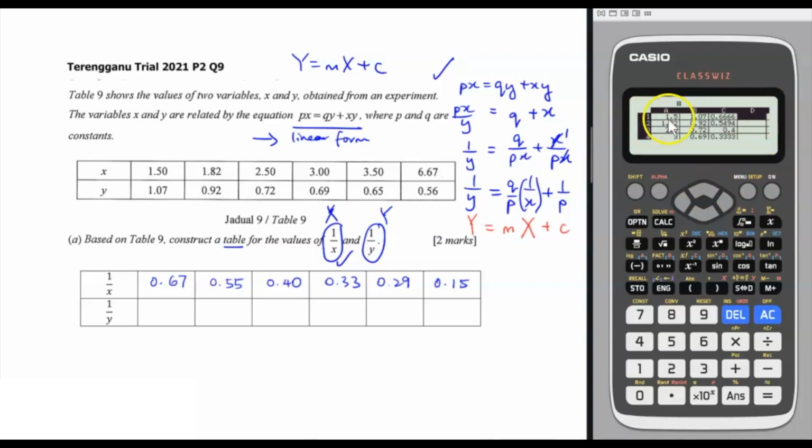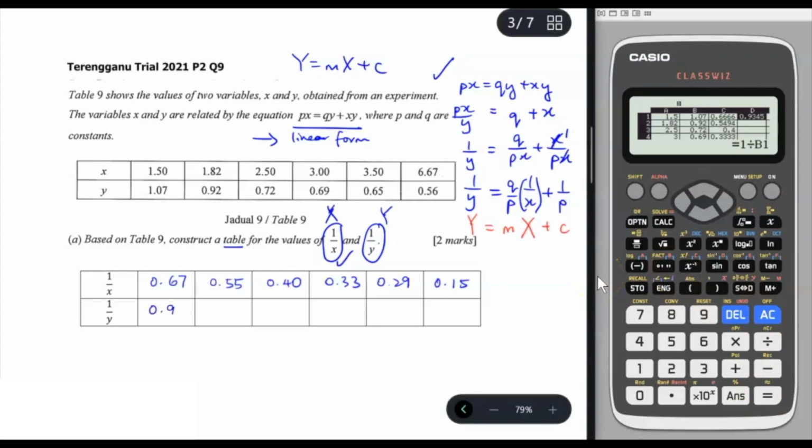Okay, D1. How to get D1 is I'm going to use 1 divided by B1, then the next one will be 1 divided by B2, 1 divided by B3, and so on. So we use back the same way. We press option, fill formula. So 1 divided by alpha B1, equals. So we got 0.9345, which is 0.93.